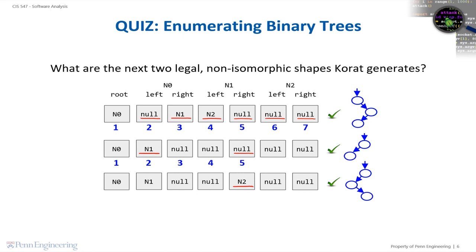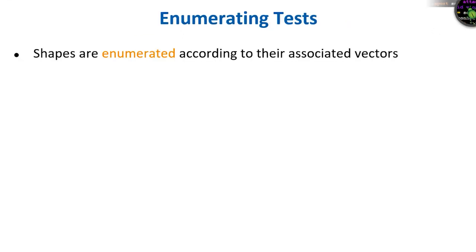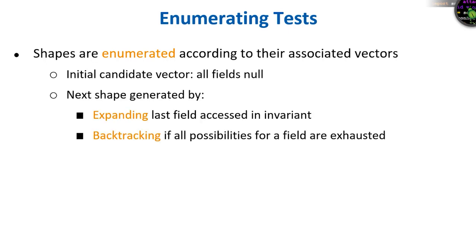The general procedure Korat uses for generating tests is to enumerate the possible shapes by their associated vectors. The first vector generated is the vector with all null entries, corresponding to all fields being null. Then Korat checks that this shape satisfies the invariant. If so, then the shape is kept as a test case. Next, Korat expands the last field that was accessed by the rep_ok function. In other words, the field is assigned to the next object that could potentially be assigned to the field.